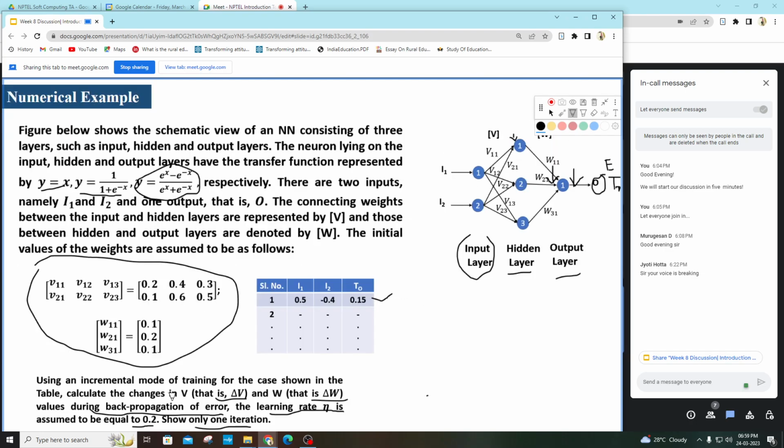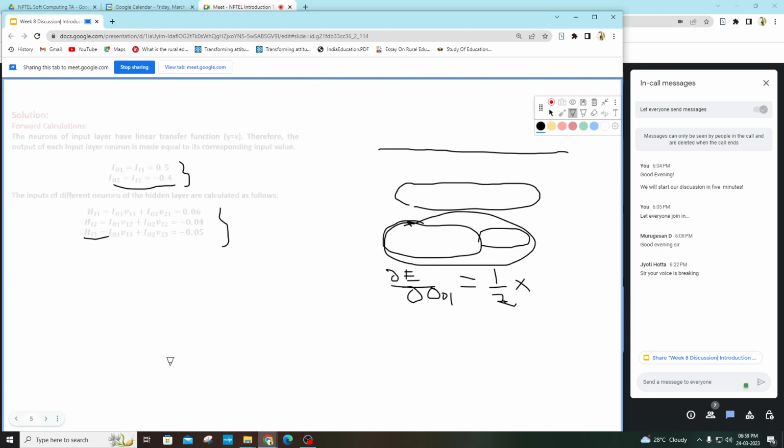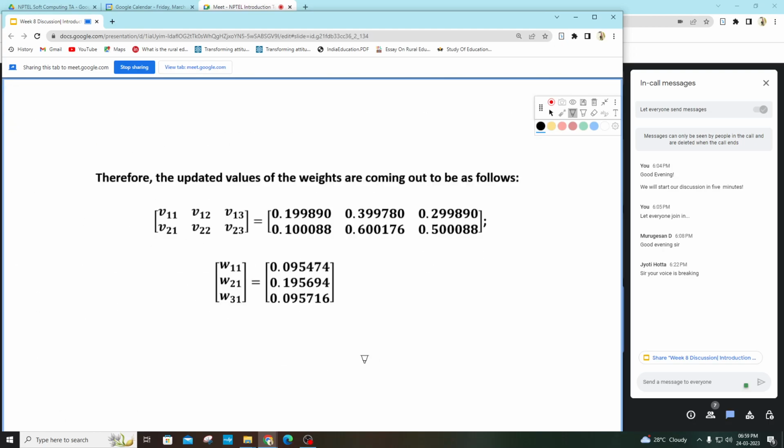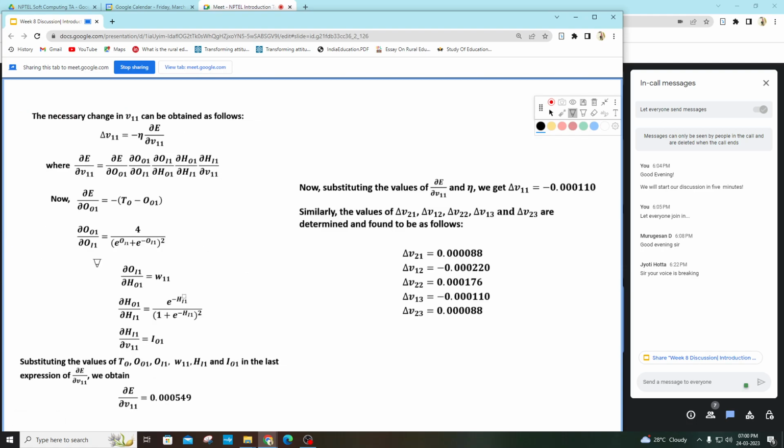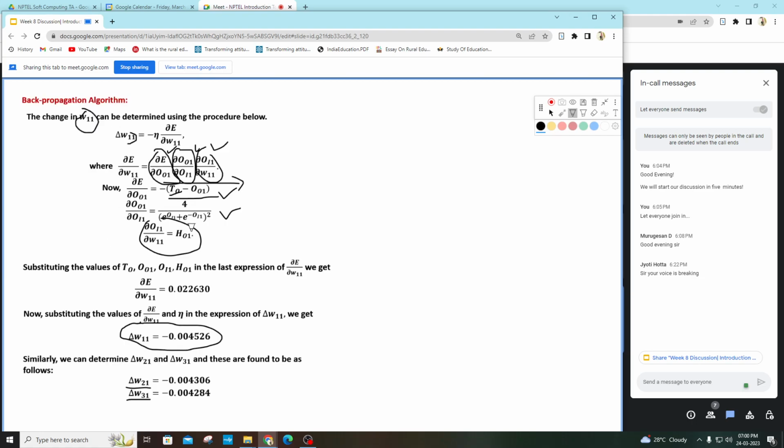So your weights W are updated. Del W11 you got, del W21 you got, del W31 you got. So finally you can use this formula. So you have got this del. Now we will be calculating the del V portion. We have checked for one iteration what is the change in weights we have to do of W.